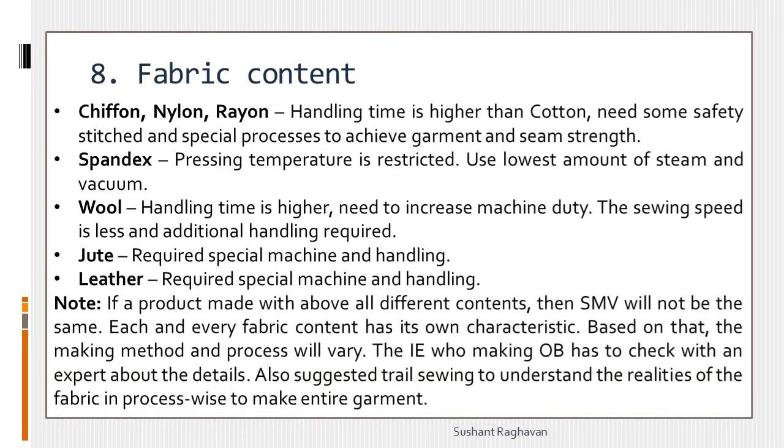Note, if a product is made with all the above different contents, the SMV will not be the same. Each and every fabric content has its own characteristic. Based on that, the making method and process will vary. The IE who is making the OB has to check with an expert about the details. Also, trial sewing is suggested to understand the realities of the fabric, process-wise, to make the entire garment.